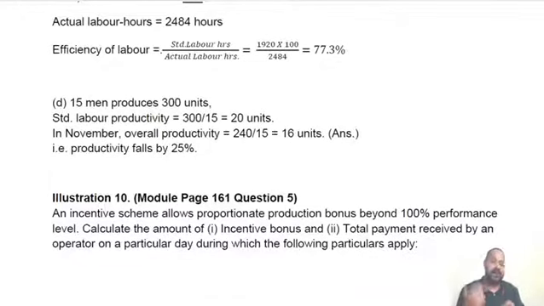According to standard, there should be a 20 unit productivity per man per month. But then it's only 16, which is 16 upon 20 into 100, which is 75%, which means it has fallen by 25%. So that you can write down extra.